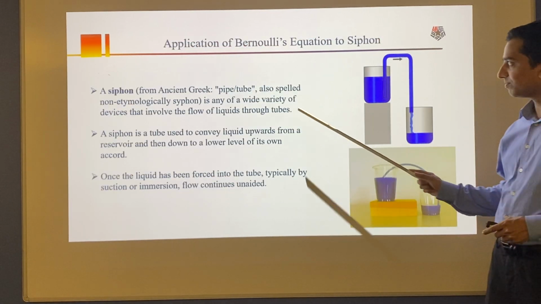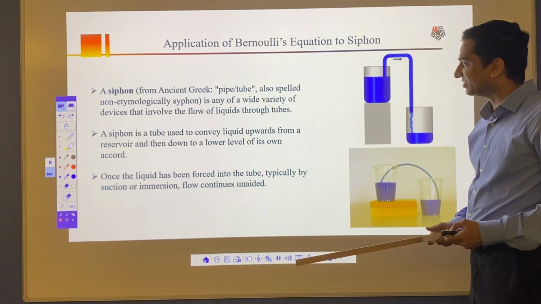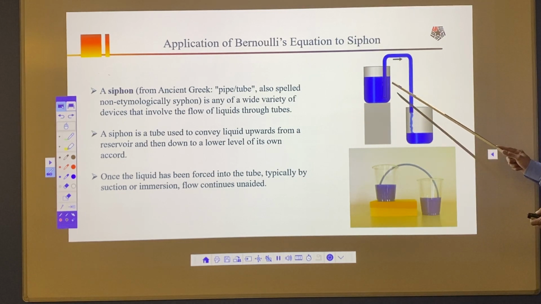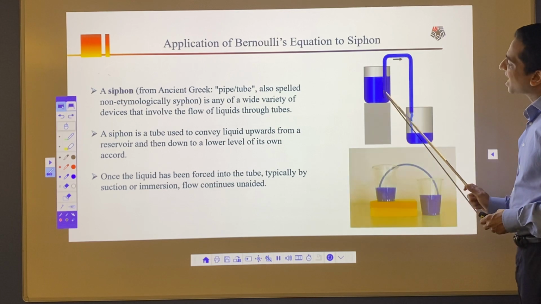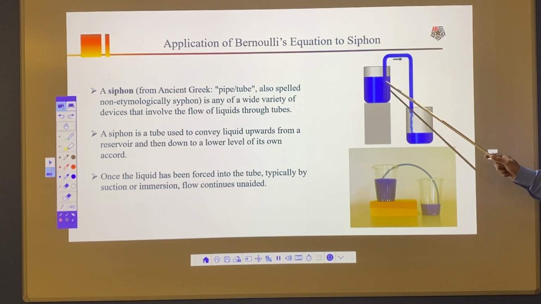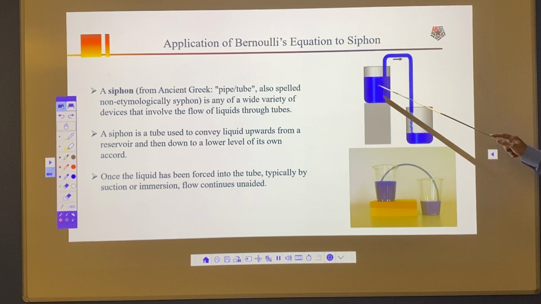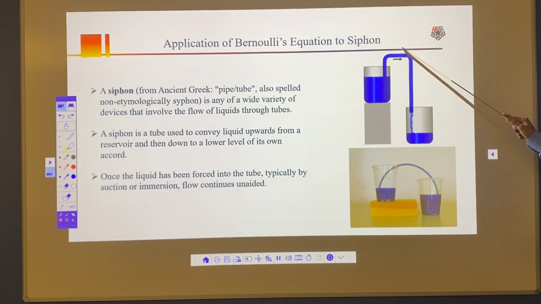Now we will move on to the application of Bernoulli's equation for the process of siphon. We all know what a siphon is. Siphon is basically a tube. Let's say we have a vessel here at high elevation, and then another vessel at low elevation, and you have some water inside one vessel, and then you have a tube filled with water that goes to the lower vessel. In that case, the water is sucked because of the low pressure inside the tube, and then it's transferred to the vessel at the lower level.